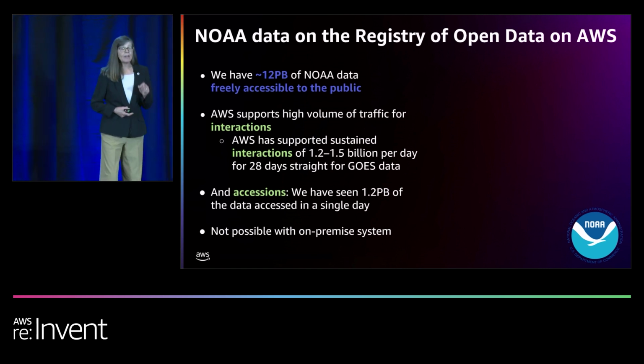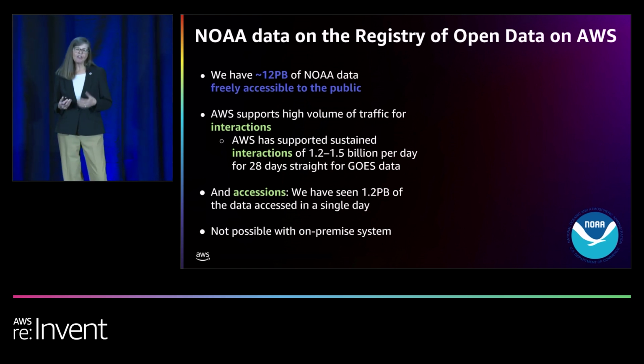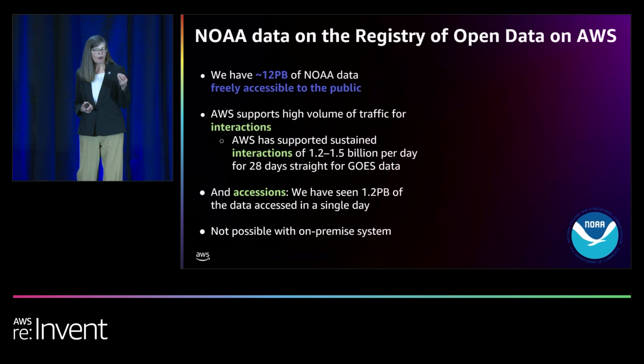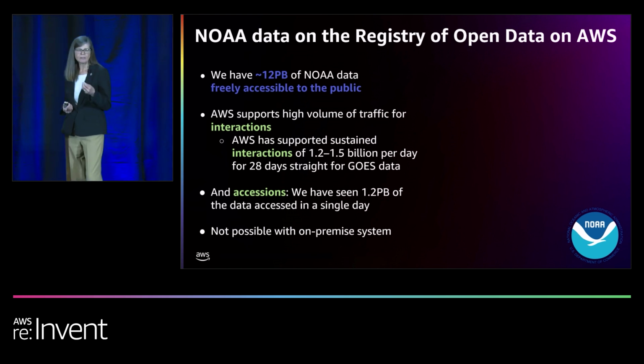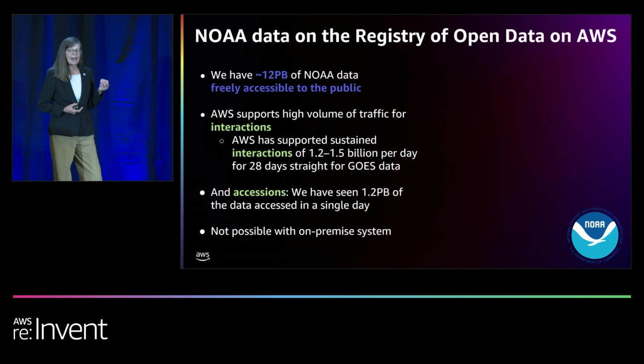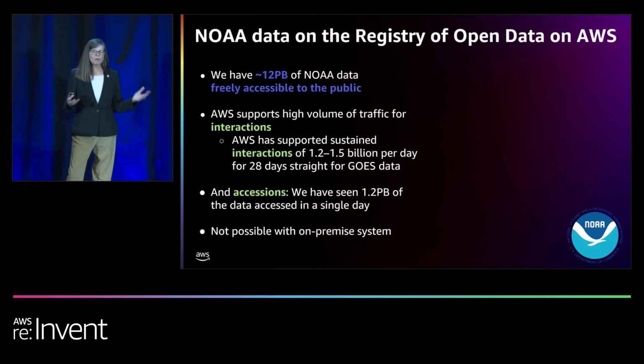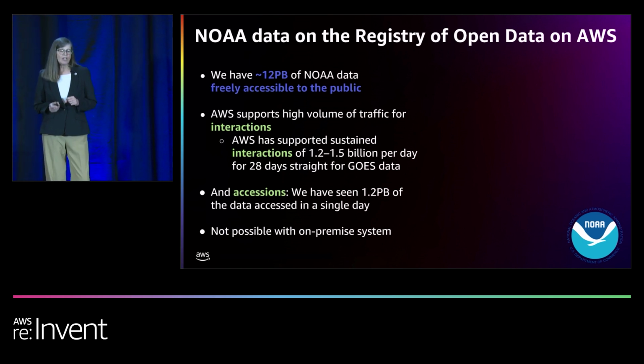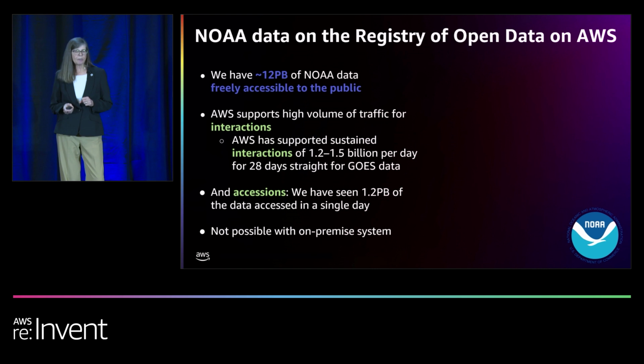Let's talk for a minute about what interactions and accessions can tell us about the use of NOAA data on NOD. AWS supports a high volume of traffic for interactions. To reflect the number of touch points a user has with NOAA data, we use the term interactions. Interactions can include accessing the metadata, for example. One user may interact many times with a single data set. AWS supported sustained interactions with NOAA near real-time data of 1.2 to 1.5 billion interactions per day for 28 days straight.